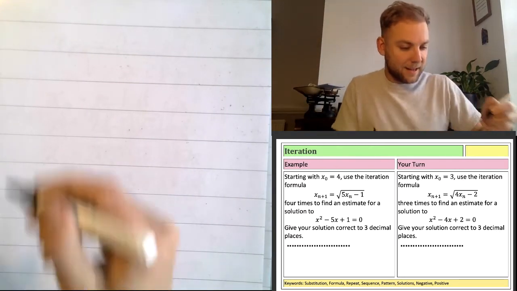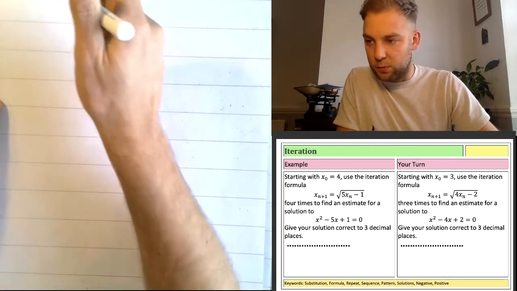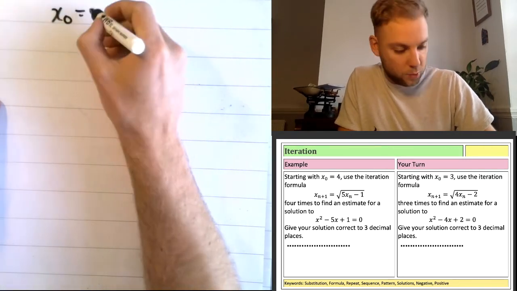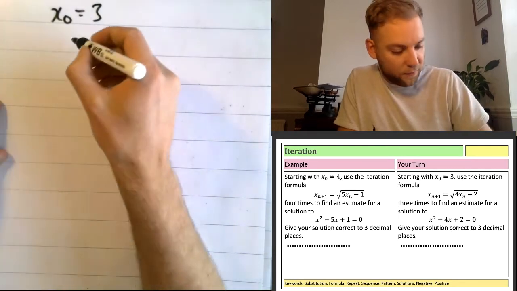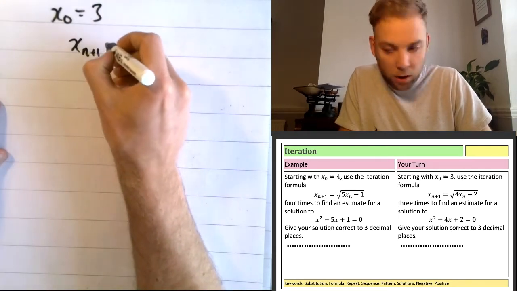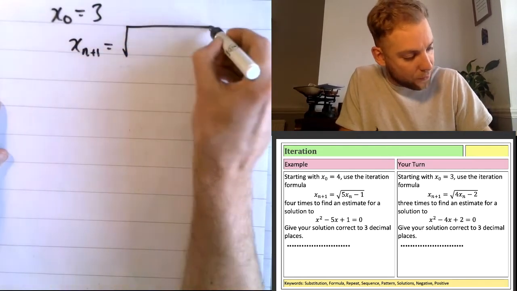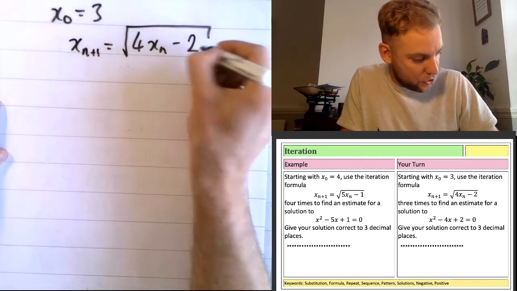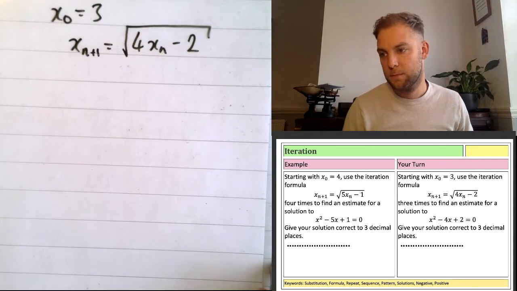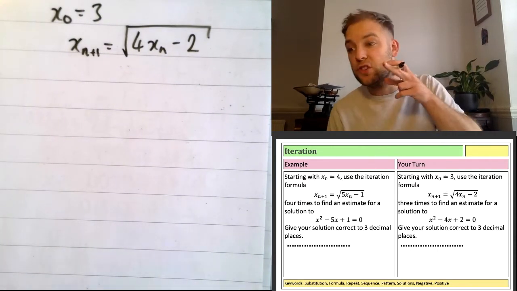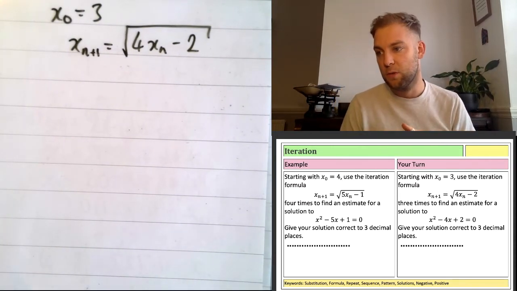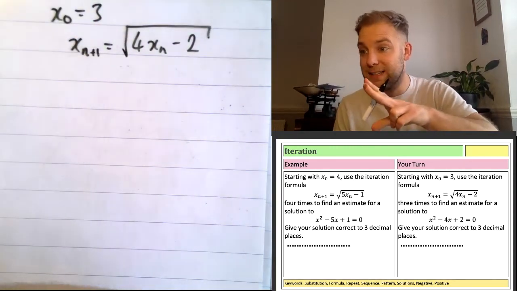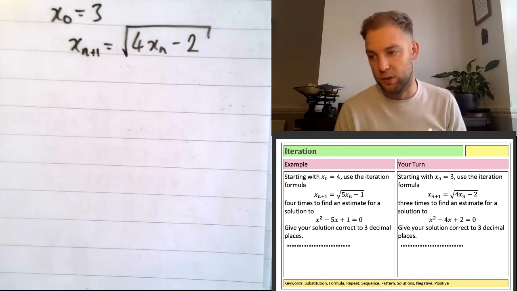So this time my starting value is x0 is equal to 3. My iterative formula is x of n plus 1 is equal to the square root of 4 times x of n minus 2, like so. So it's asking us to do this 3 times. So starting with this number, use the iteration formula 3 times to find an estimate for this solution.